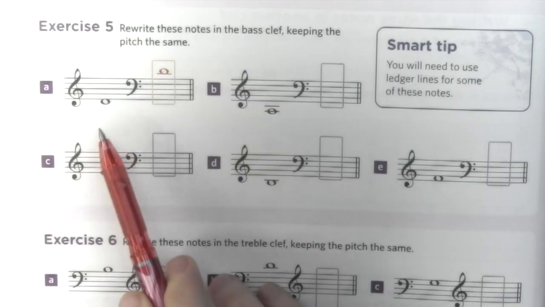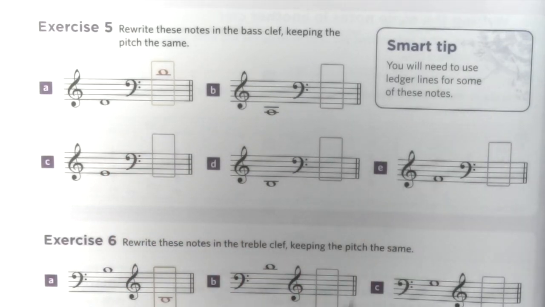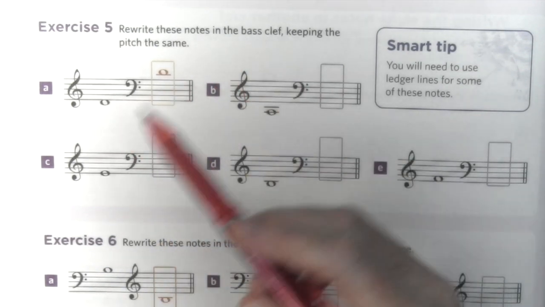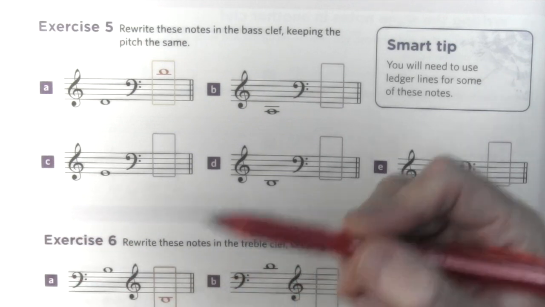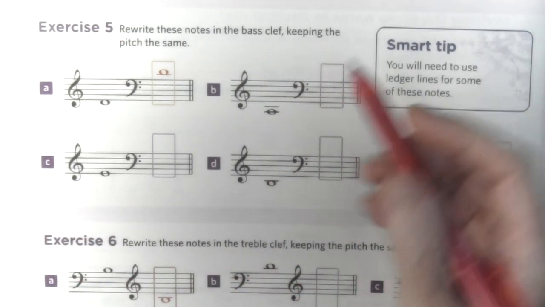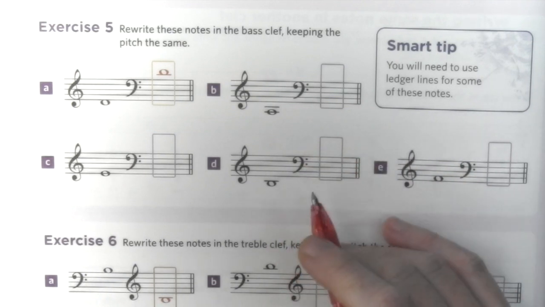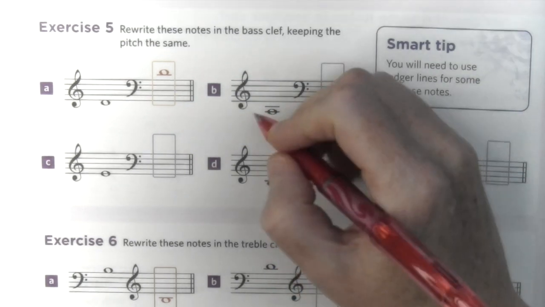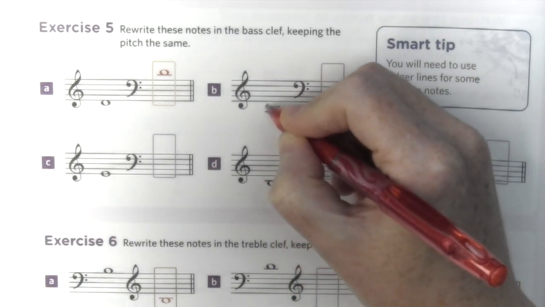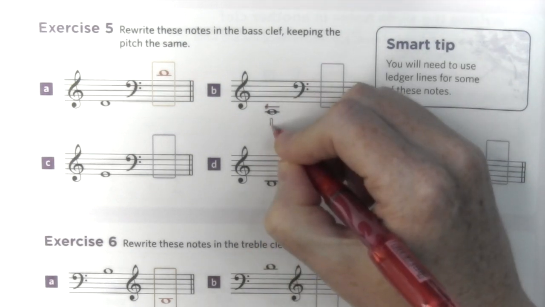Exercise 5. In this exercise, we need to rewrite the given notes in bass clef, keeping the pitch the same. So we need to do what we've done before, but instead of checking, we need to write and try to be correct. Again, most important thing to remember, if the pitch you want to know, middle C, are you above or below? So, middle C is here, just above. So, do, si, la, this is A.